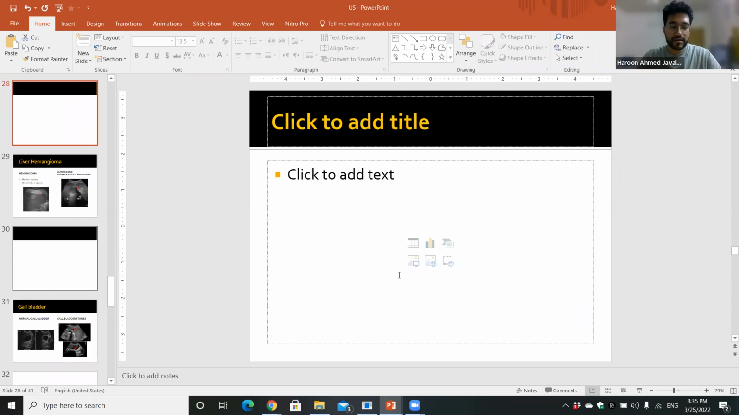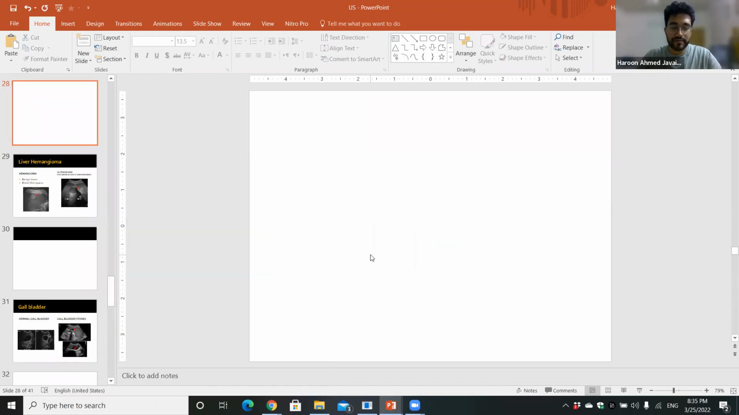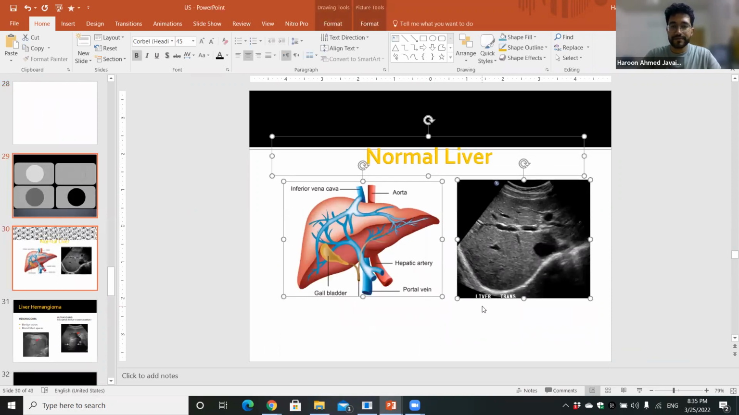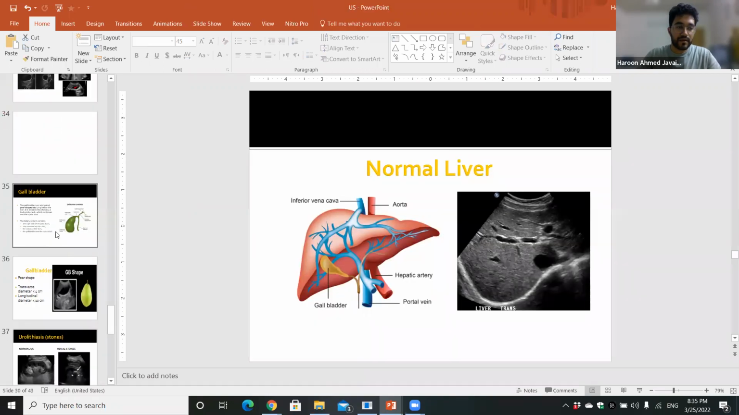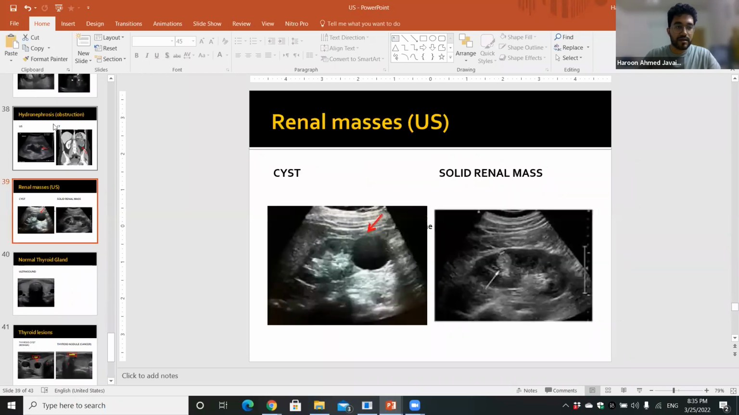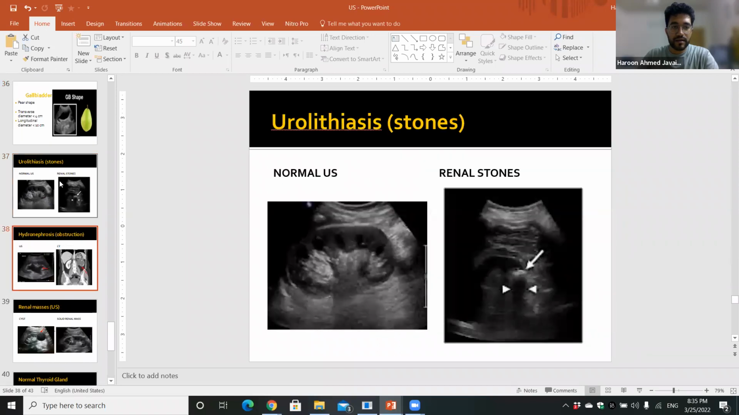Okay, there it is. Layout. Okay, gallbladder is done, and the last one is kidney. Kidney. No, kidney.